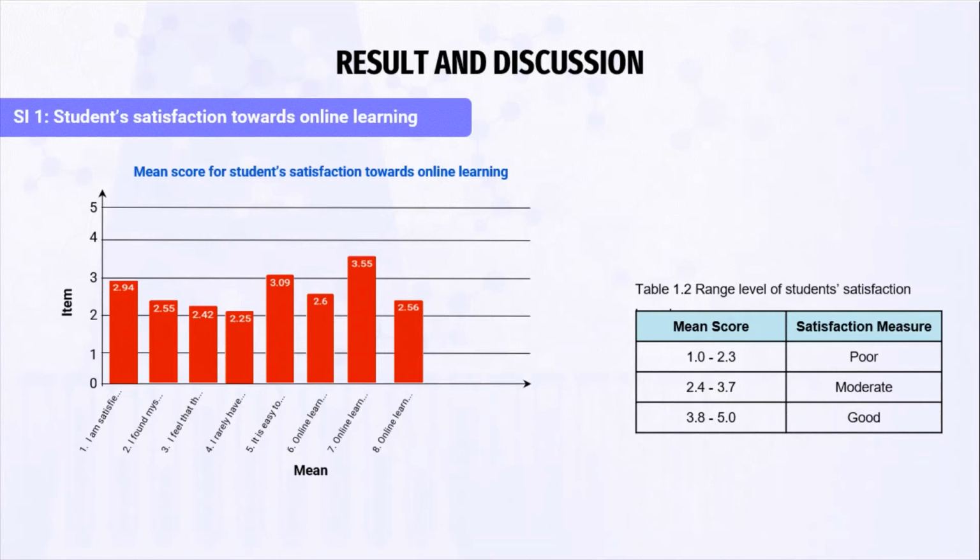For item 9, the mean score is 2.74, which means that the satisfaction is moderate. The reason is that the majority of students had a neutral opinion when asked whether they have a better understanding of course requirements in an online course. For item 10, the mean score is 2.17, which means poor satisfaction, because most students felt that communication during online learning is not as effective as face-to-face discussions. Overall, student satisfaction towards online learning is moderate, since most of the items' mean scores show moderate satisfaction.